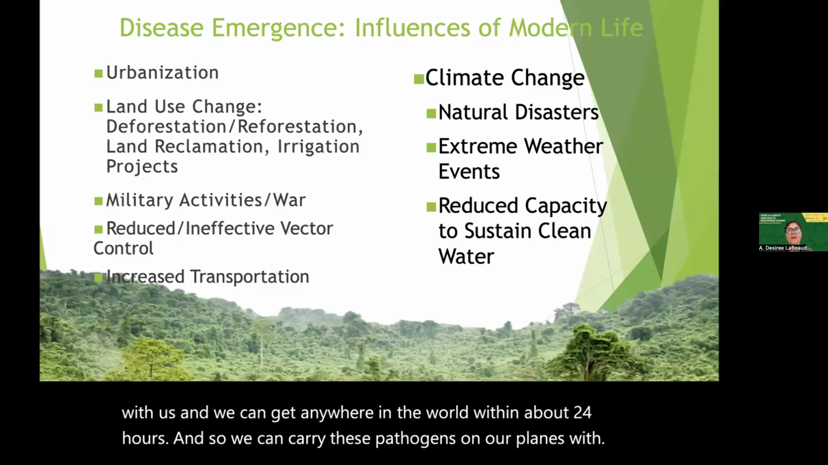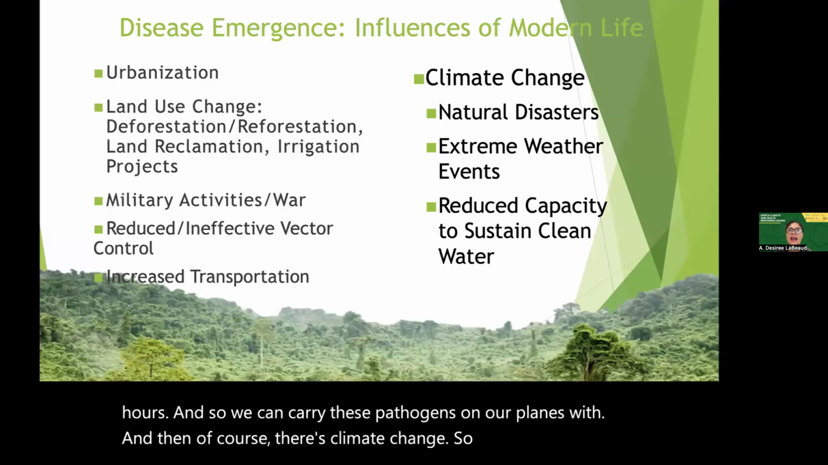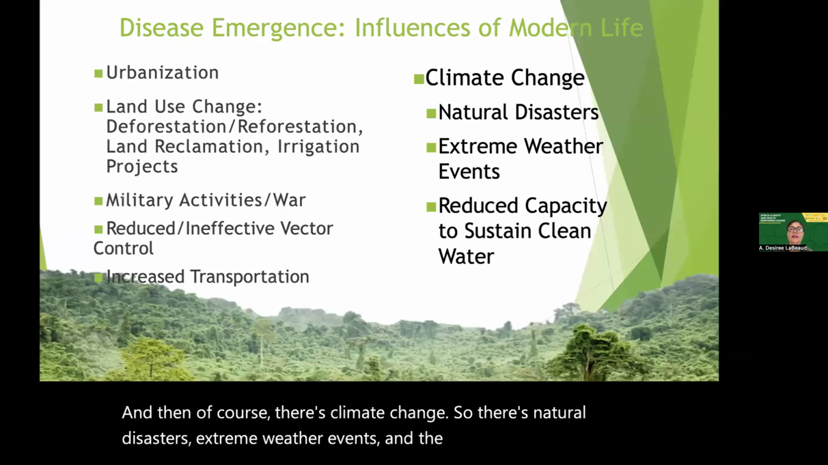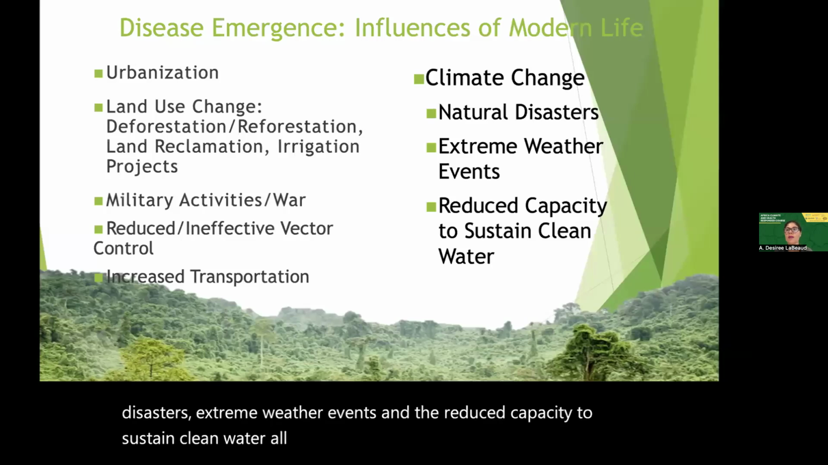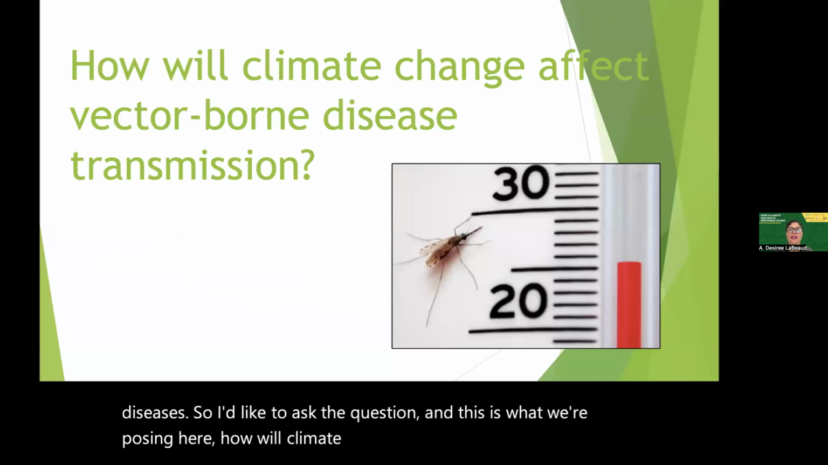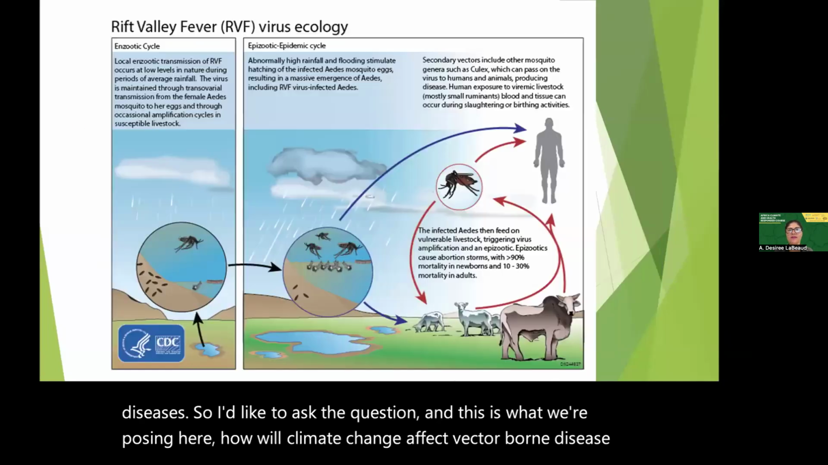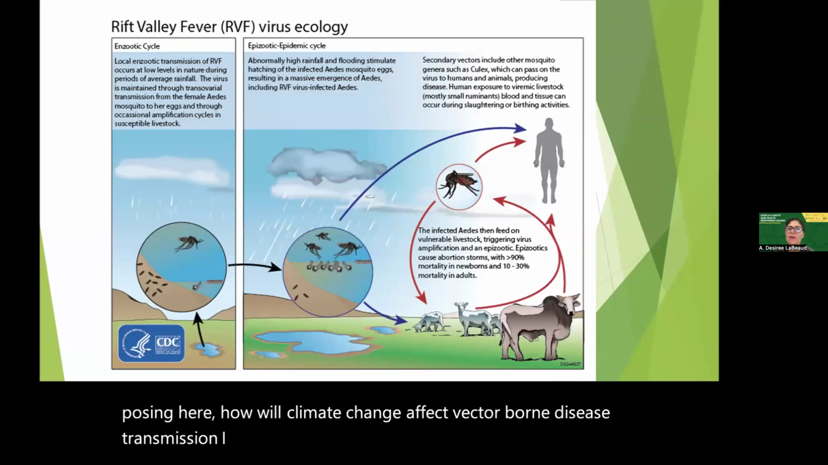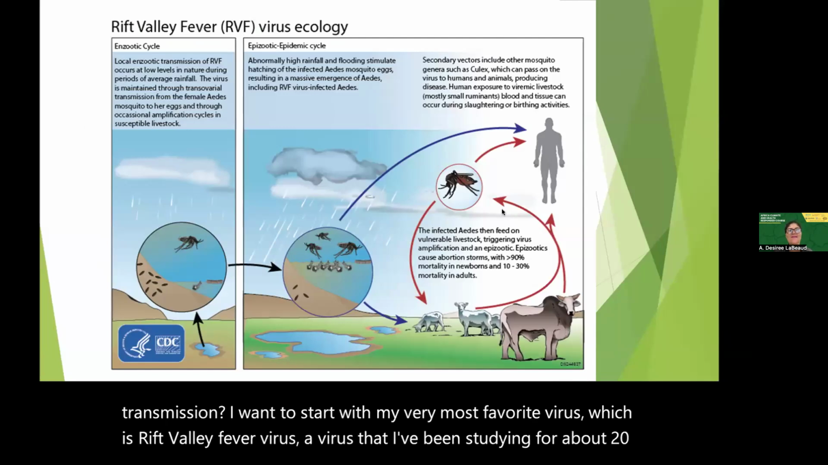And then, of course, there's climate change. So there's natural disasters, extreme weather events, and the reduced capacity to sustain clean water, all of which can have an impact on vector-borne diseases. So I'd like to ask the question, and this is what we're posing here: how will climate change affect vector-borne disease transmission? I want to start with my very most favorite virus, which is Rift Valley fever virus, a virus that I've been studying for about 20 years in Kenya.